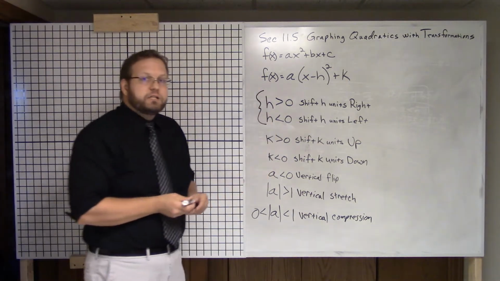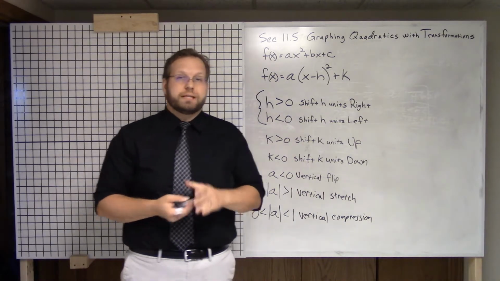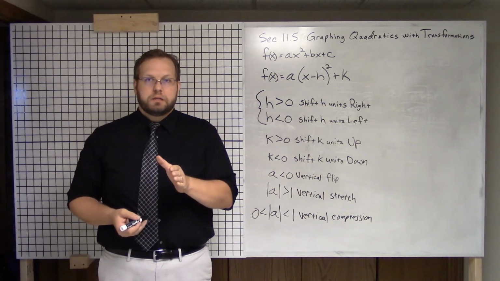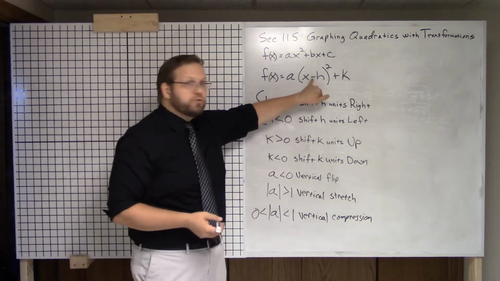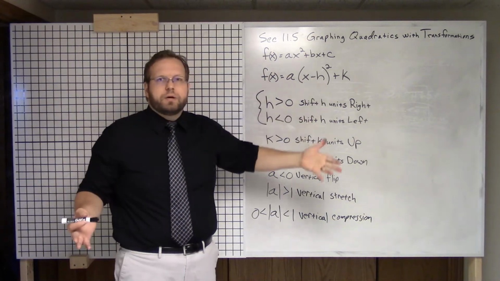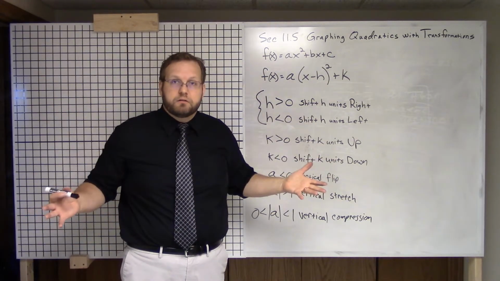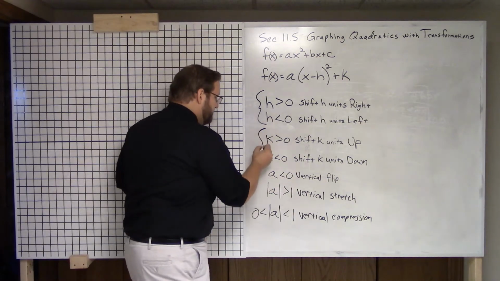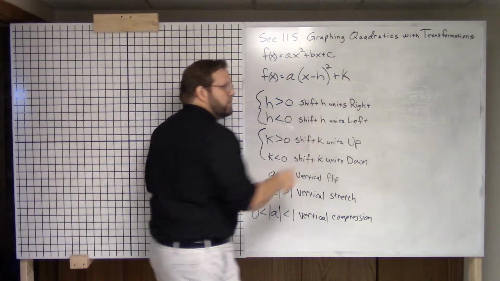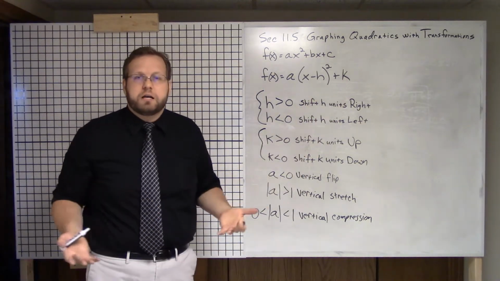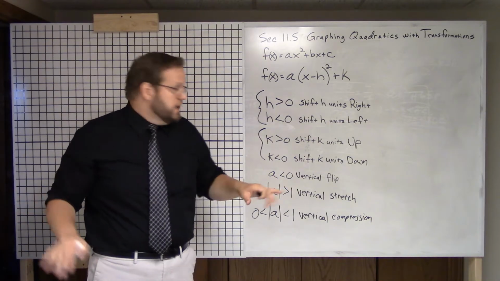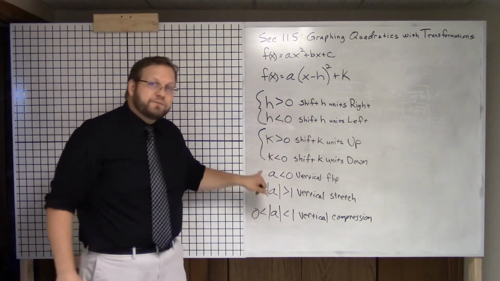I defined h for when we're bigger than or less than 0. Did I say anything about 0? No, because if I add or subtract a 0 here, that doesn't do anything. So that has no effect on the graph. Same thing with k. If I add or subtract 0, that doesn't do anything. So why even talk about it? It's just no change.